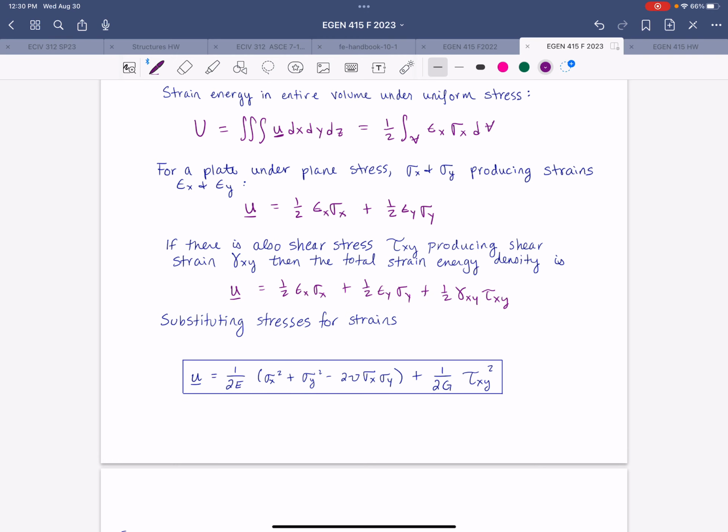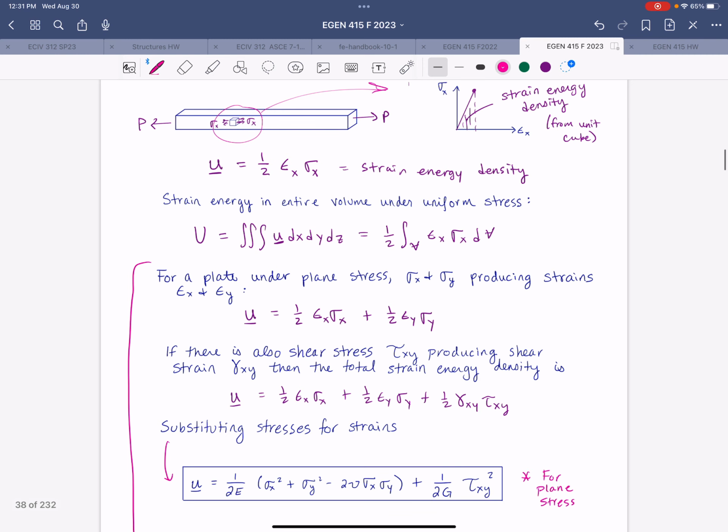Now, if we apply the constitutive equations to substitute our stresses for strains, we can obtain this expression below for the strain energy density in terms of stresses and only stresses. And this equation is specifically for plane stress. So I'm going to go ahead and make that distinction on this page, right? This lower chunk focuses on plane stress, where the stuff above is related to the more general introduction using just the uniaxial loaded rod.